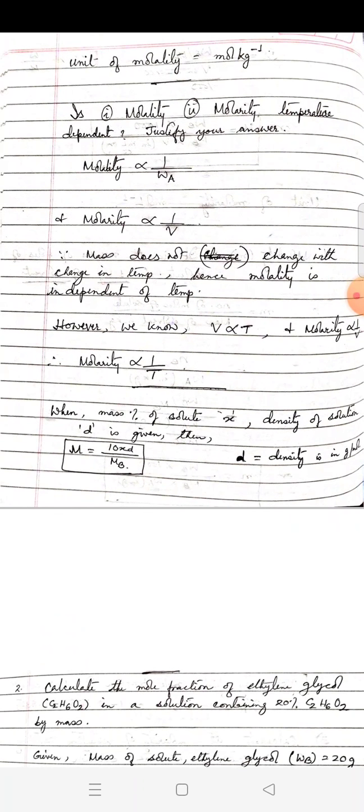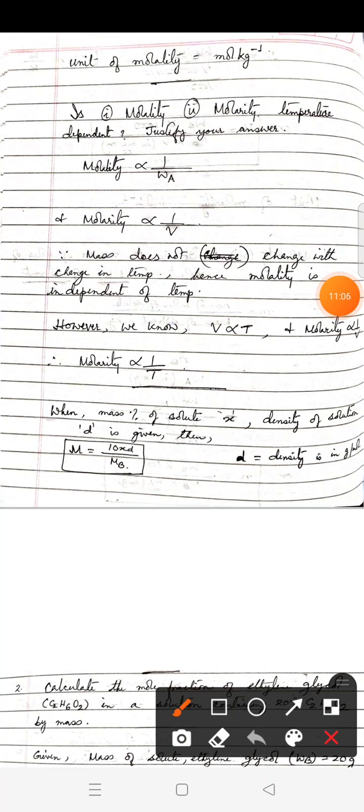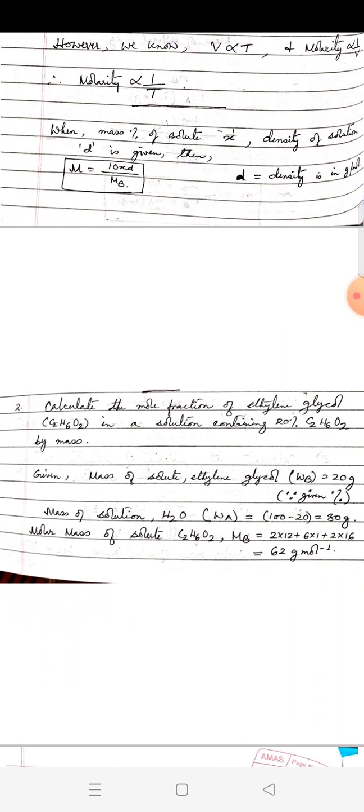As I said, we will be discussing two more formulae for molarity. Molarity can also be written as 10xd by Mb. This formula you have to remember, 10xd by Mb, where x stands for mass percentage. If the concentration of the solute is expressed in percentage, then we consider it to be x, and d is the density of the solution in the CGS system, that is gram per ml. Now you can work out this formula numerical.